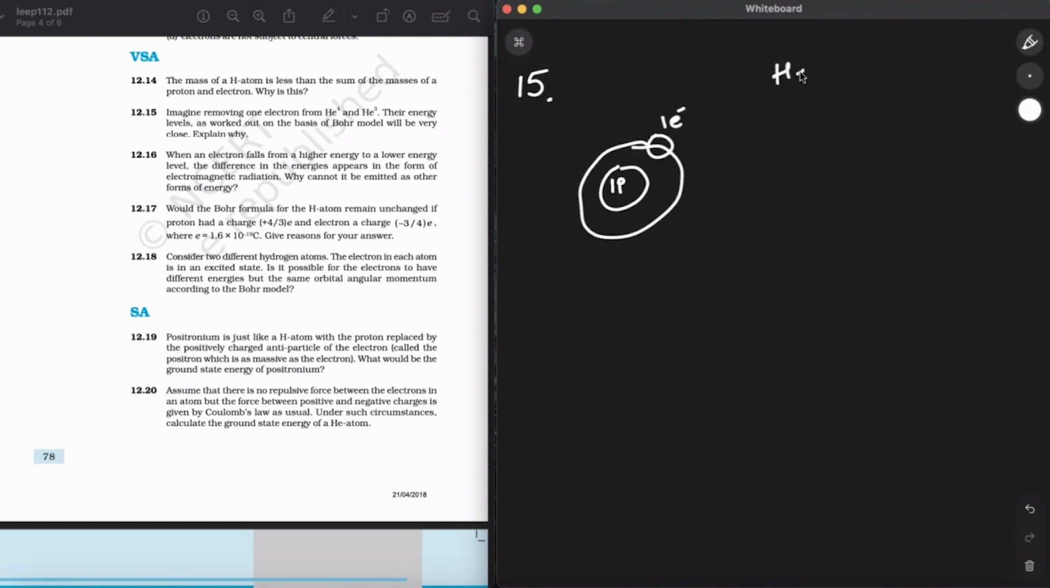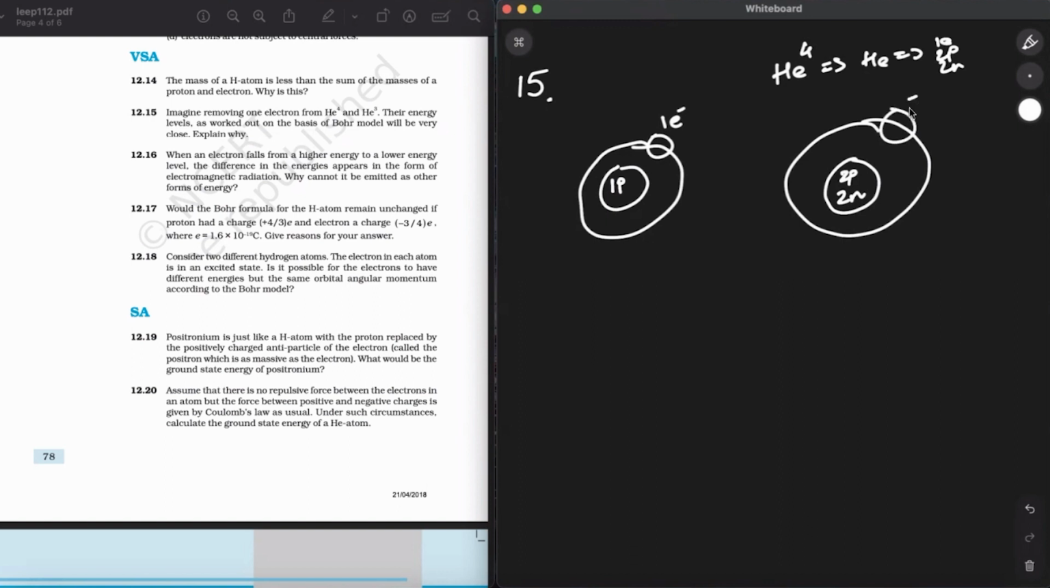Now I'm going to helium-4, having two protons, two neutrons, and now just one electron. So it is also hydrogen-like. At the center, it has a bigger and more powerful nucleus with two positive charge, 2p, and the mass also includes two neutrons. And there is only one electron. So what is happening over here?